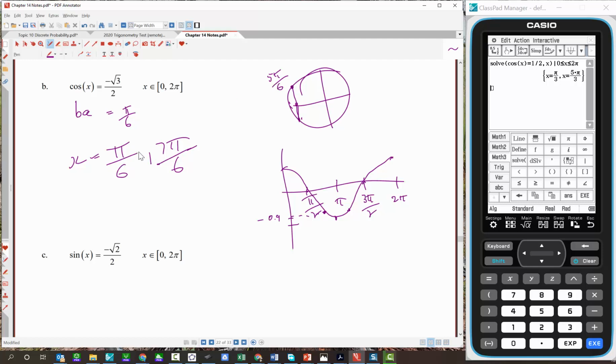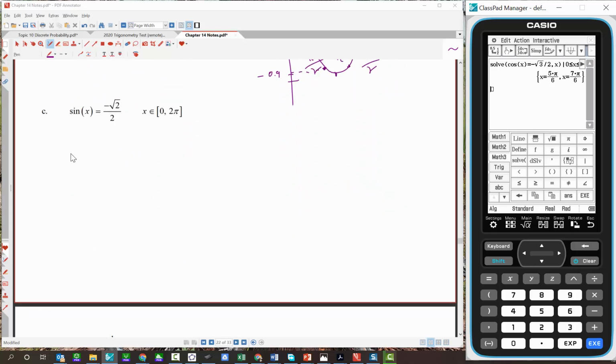This is actually wrong. I forgot to put 5 pi on 6 there. So 5 pi on 6 and 7 pi on 6. So please make sure that you update that one there, because the cosine of pi on 6 is positive root 3 on 2, not negative root 3 on 2. Okay, again, we can quickly do this on the calculator to make sure, which is going to be shift cosine of negative root 3 on 2, and we get 5 pi on 6 and 7 pi on 6. All right.